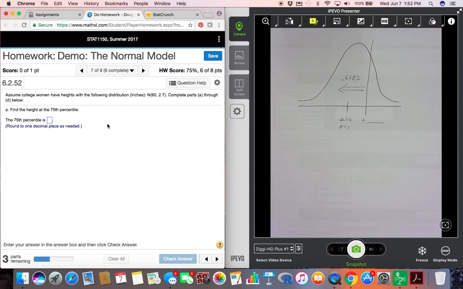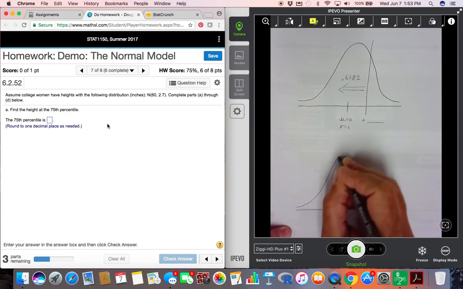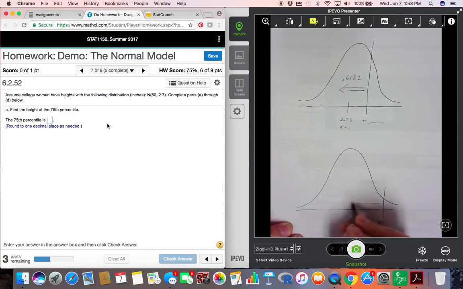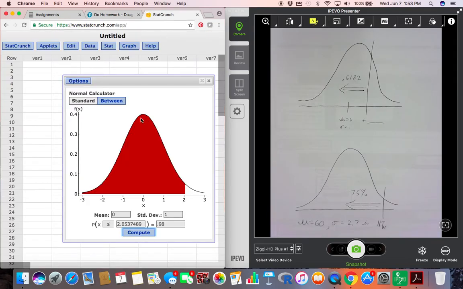College women have heights with a normal distribution, mean is 60 inches, standard deviation is 2.7. Find the height at the 75th percentile. So guys, the 75th percentile is just finding some height for women that has 75% of the distribution below it, with a mean of 60 and a standard deviation of 2.7. So that's going to be a very easy one to do.